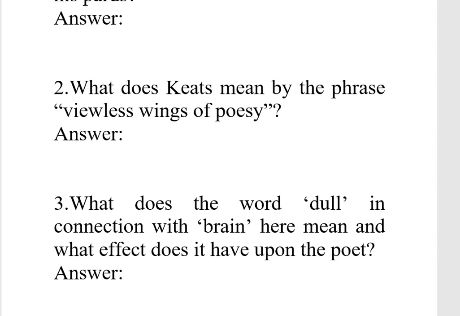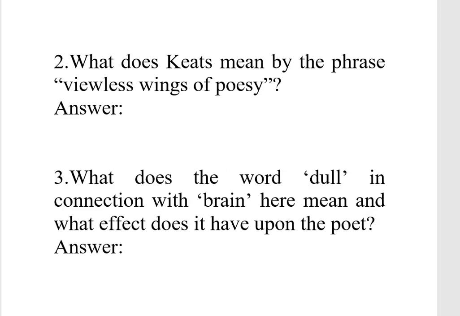The third question from the stanza is, what does the word dull in connection with brain here mean, and what effect does it have upon the poet? You can write the answer in this manner. The word dull in connection with brain means hostile, that is hostile to the poet's desire of making a mental journey to the world of the nightingale. Then you will have to change the para and write, the dull brain becomes perplexed at the poet's desire and seems to bring him back to his own world.